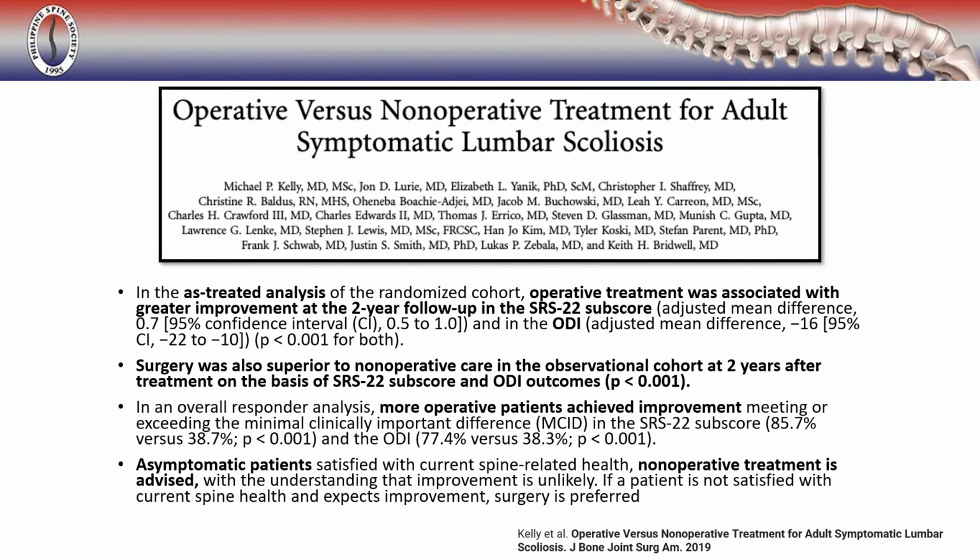In another more recent study, surgery was superior to non-operative care in both a randomized and observational cohort at 2-year follow-up, based on SRS-22 subscores and ODI outcomes. The authors, however, recommend non-operative treatment in patients who are asymptomatic or who are satisfied with their current spine-related condition, and surgery for patients not satisfied with their current spine health and expect improvement after treatment.